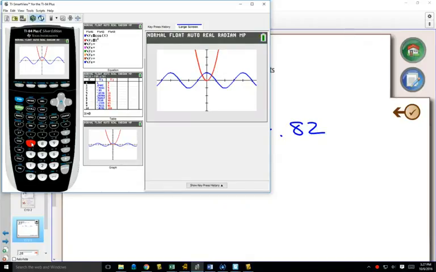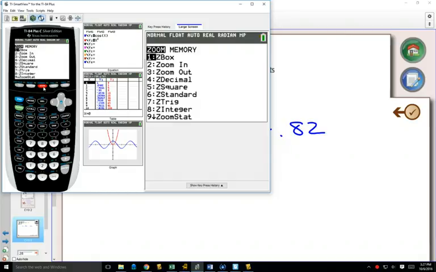Okay? Another zoom one that you might use sometime is 0, which says zoom fit. Zoom fit tries to fit what you have on your graph nicely. I'll warn you though, sometimes zoom fit is awesome, sometimes it's terrible.